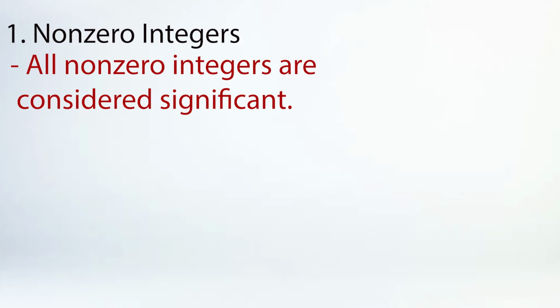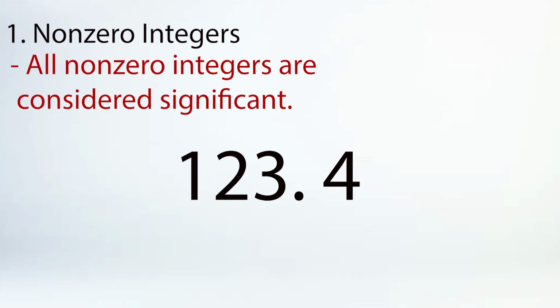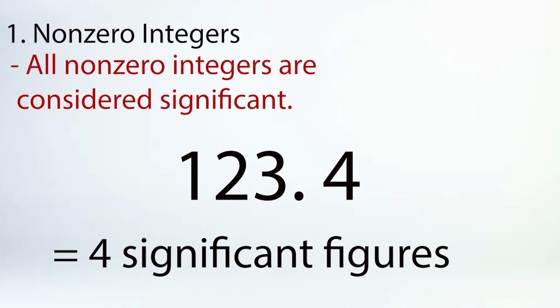Now, there are three main rules for identifying significant figures. The first rule, non-zero integers. All non-zero integers are considered significant. The number 123.4, for example, would have 4 significant figures because 4 of the values are non-zero integers.